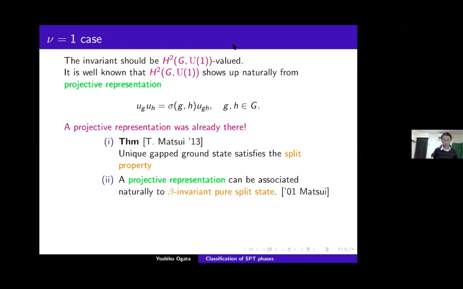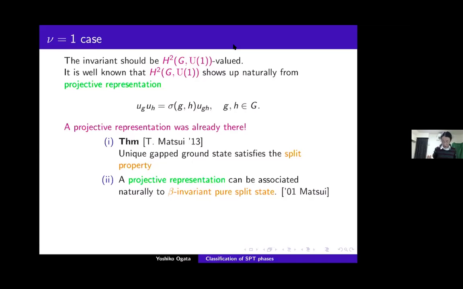What he showed is the following. A unique gapped ground state satisfies the split property. So the split property is some property of a state, saying that roughly speaking, the state is almost like a product of two states, one on the left infinite chain and one on the right infinite chain. That is roughly what the split property means. I will not define the split property precisely in this talk, but what is important for us in this setting is that with the split property we can find a projective representation.